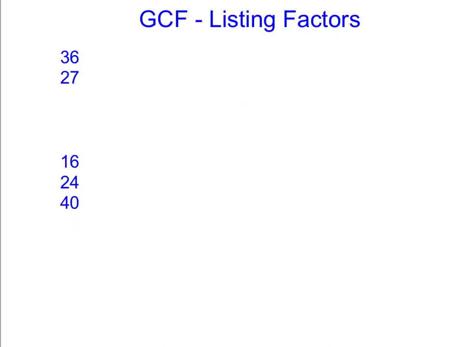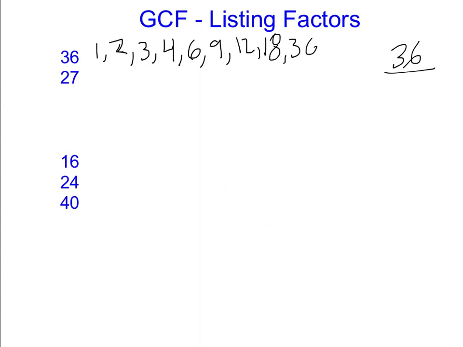Alright, I think it's faster if you just list your factors out. So I'm going to list these. Yes, I can use that table like I did before, but I'm going to use just what I know about these numbers and list them quickly for you. So I'm listing the factors of 36: 1, 2, 3, 4, 6, 9, 12, 18, and 36. Listing the factors of 27: 1, 3, 9, and 27.